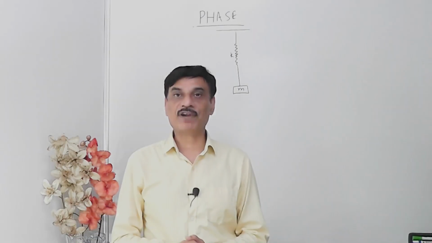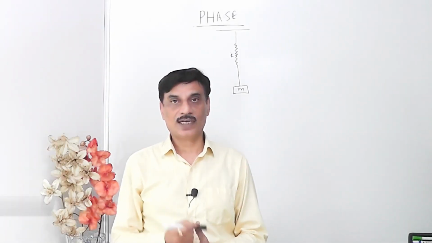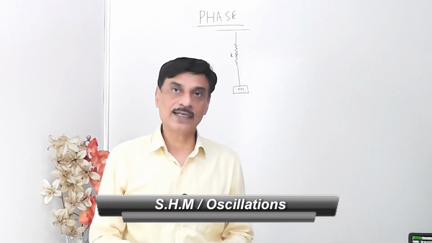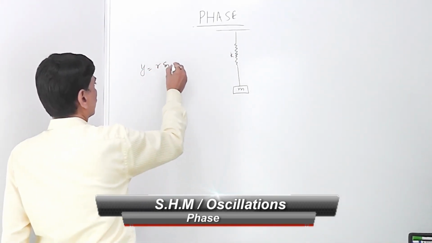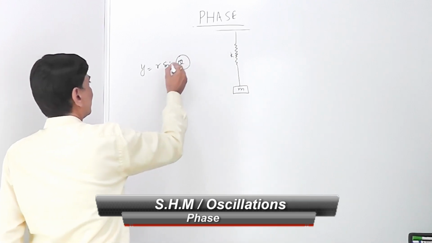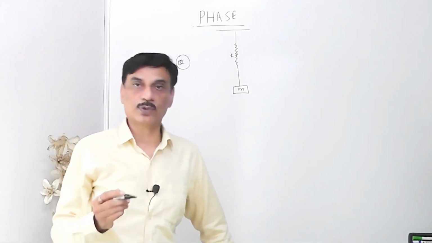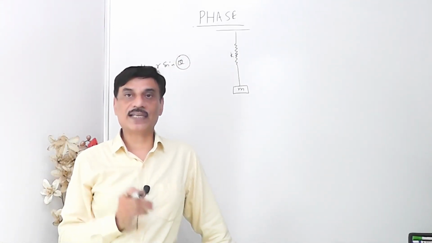Let us understand phase. Phase is an angle. When we write the SHM equations, like y is equal to r sine theta, this theta, that is the argument of sine and cosine, is the phase angle.